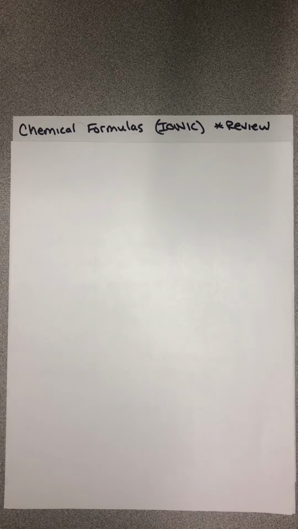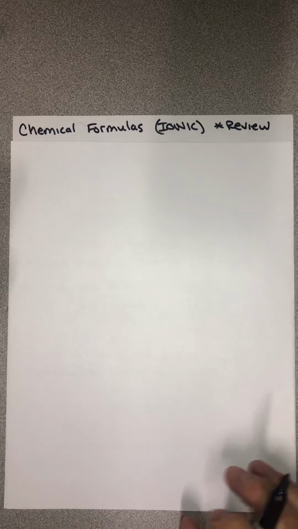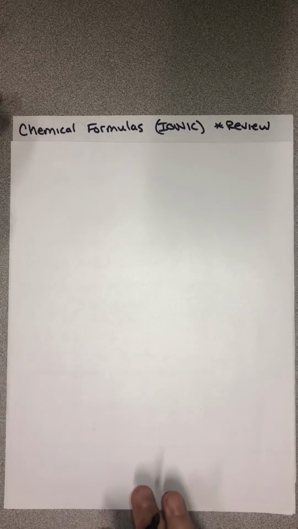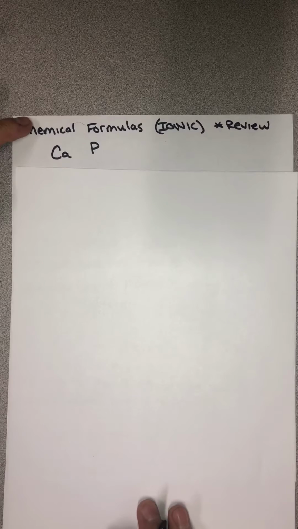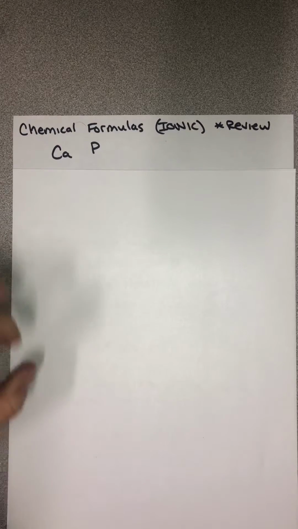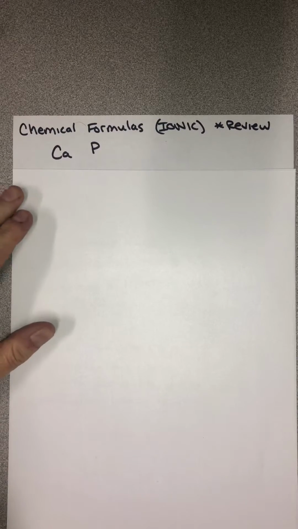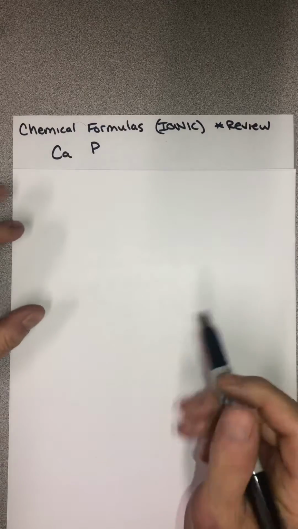All right, this is a review of just putting together chemical formulas, ionic chemical formulas, which is just so critical to your success in this unit, Unit 5, and beyond this, actually. So let's just go through a couple things, make sure you know what's what. So when you put a chemical formula together, you start with just putting the symbols side by side.